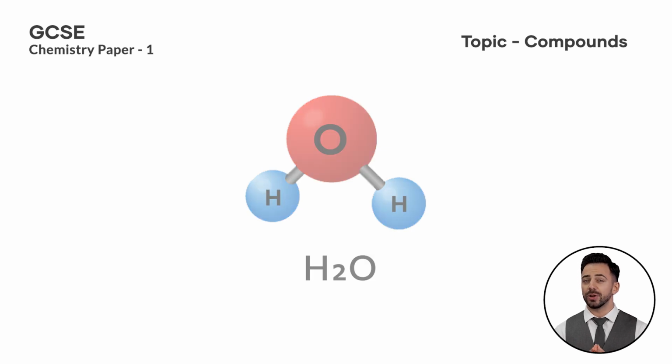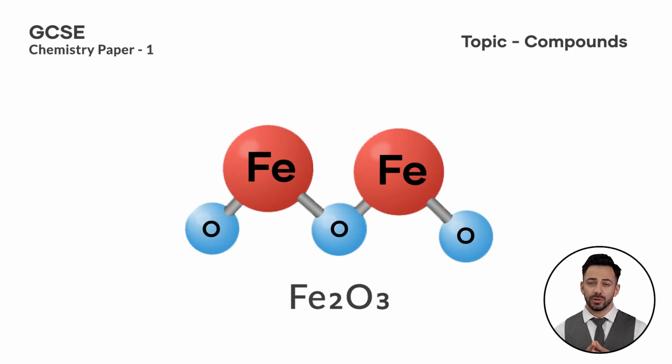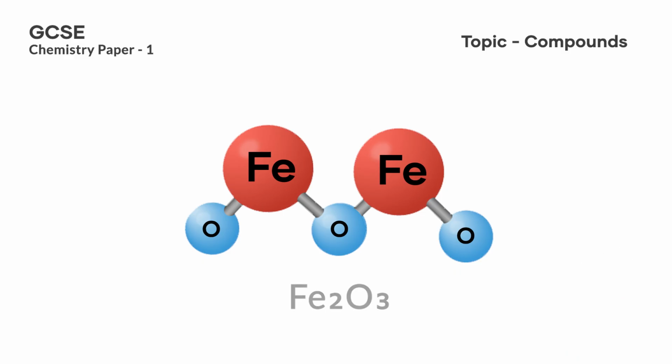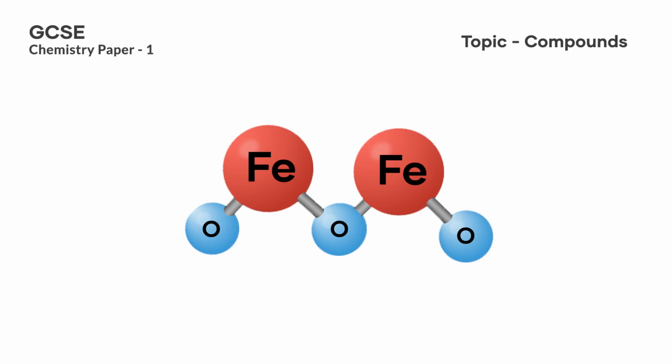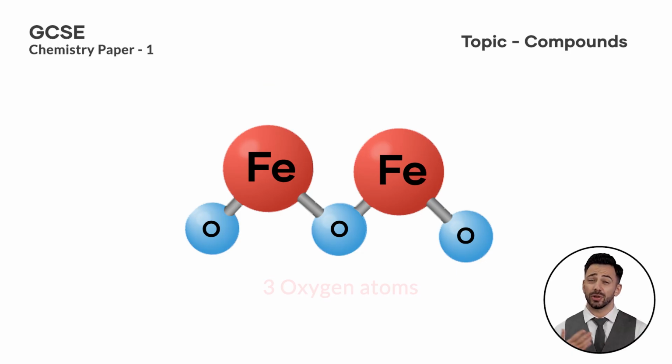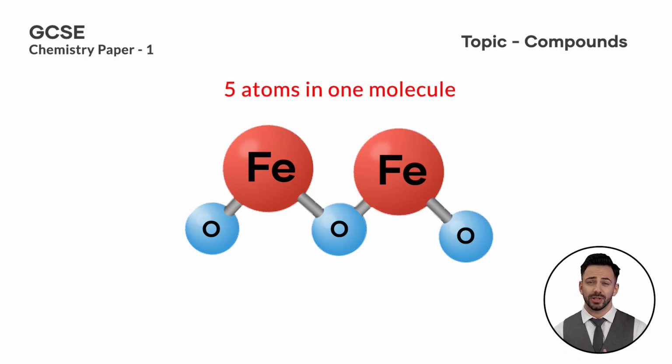Let's try a bigger formula. Fe2O3. How many iron atoms are there? 2. How many oxygen atoms are there? 3. So how many atoms are there in total? There are 5 atoms in one molecule.